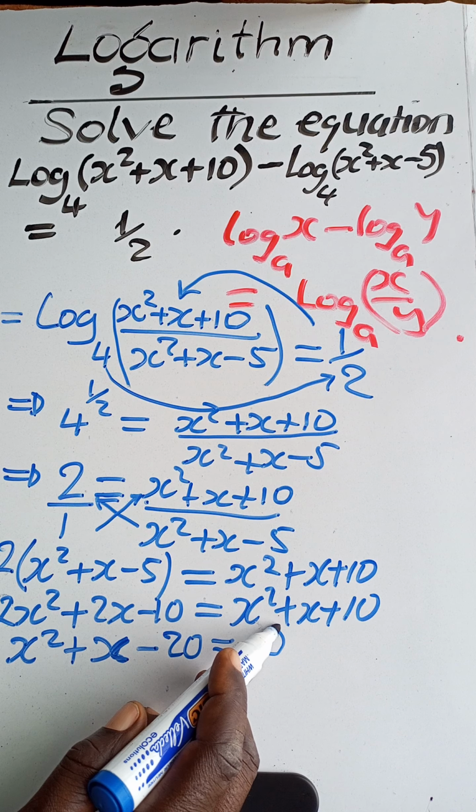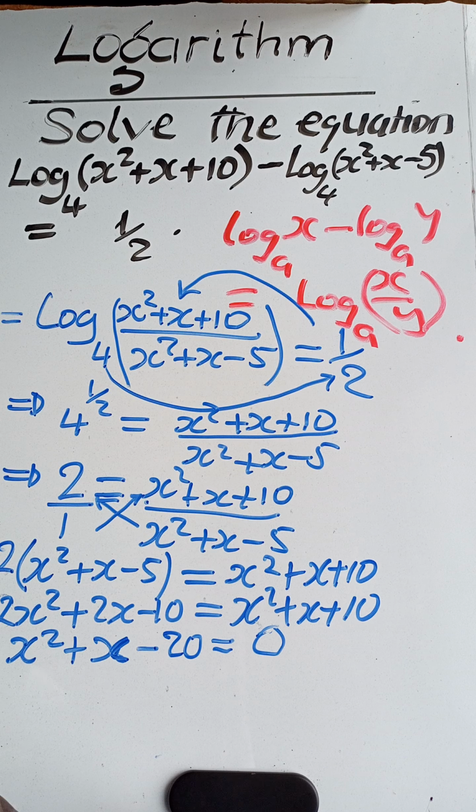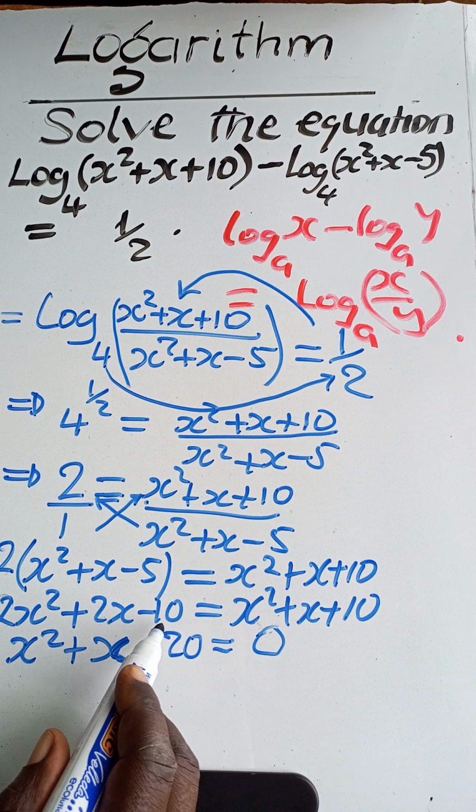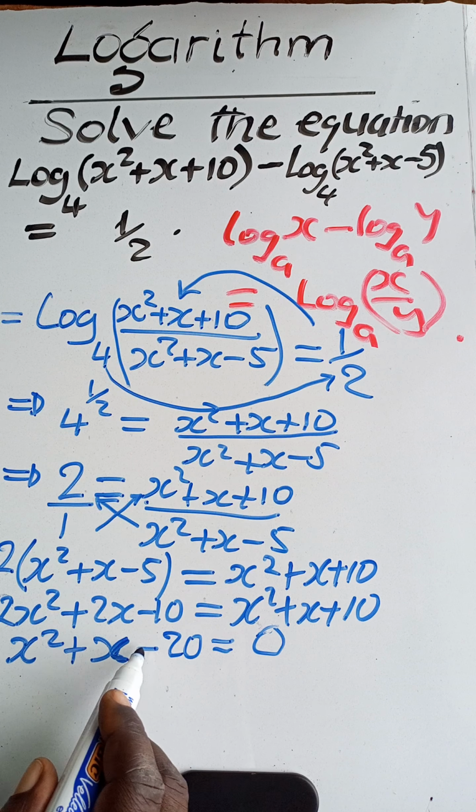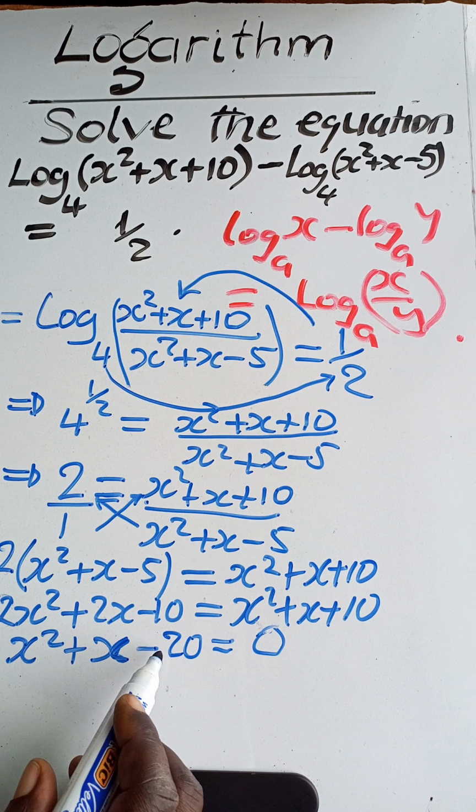Now, we can use any of the methods for solving a quadratic equation that we are at ease with. For example, using the quadratic formula, here a will be 1, b is 1, and c is negative 20. Or we can use the factorization method. With the factorization method, we first check the coefficient of the leading term. The coefficient of the leading term is 1, so we will simply work with the constant term. The constant term is negative 20.